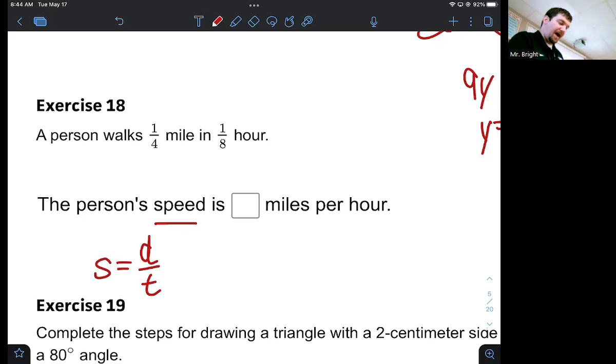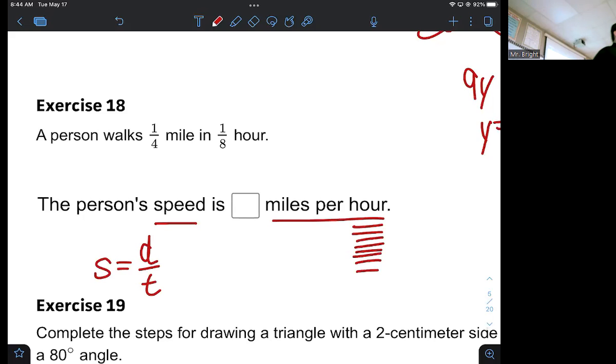So miles per hour is what kind of rate? Miles per hour. It's a unit rate. That second label is singular. That's right. Okay, so this is a unit rate. How do you find a unit rate?